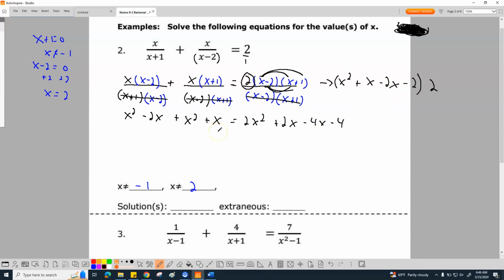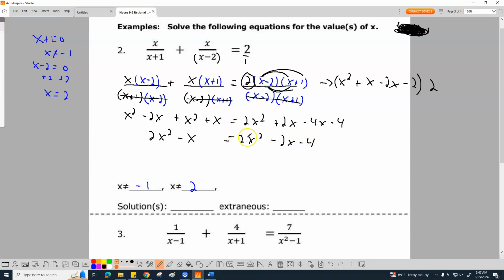Phew. See all this, it's a lot, basically? The answer is yes. This is a lot. So let's go ahead and put this stuff together. X squared plus x squared is 2x squared. Negative 2x plus x is just negative x. The 2x squared stays here. 2x minus 4x is negative 2x. And then we have minus 4.